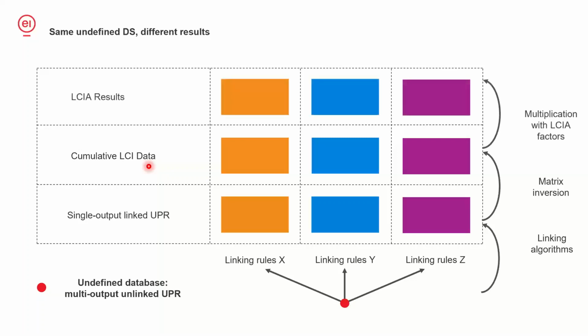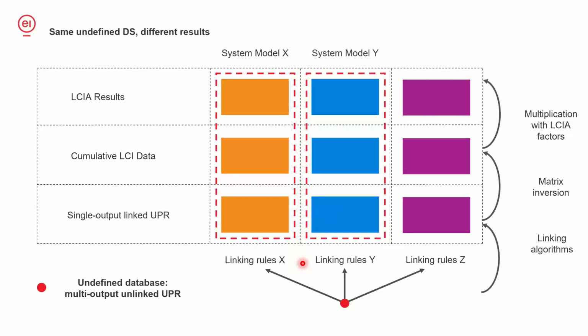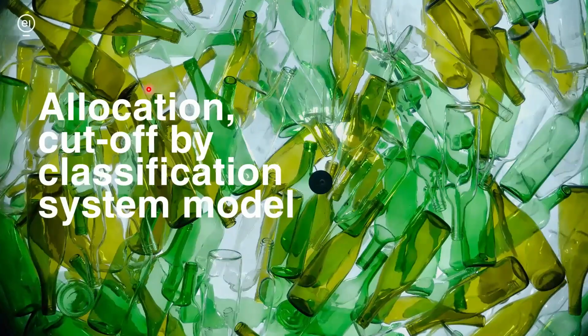And finally, we apply the characterization factors and we get the life cycle impact assessment results, which means that from one undefined database, based on different linking rules, we can get different system models and of course different life cycle impact assessment results. So now let's dive deeper into the three system models.